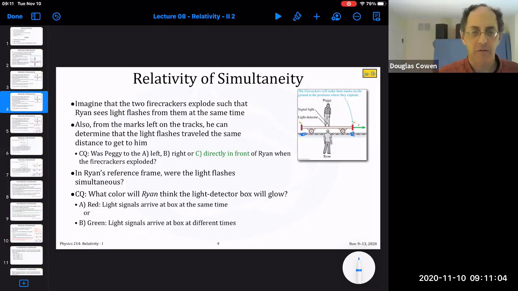Therefore, they were simultaneous. So given that, and given the fact that Peggy and the light box in particular that's at her feet are both traveling to the right at velocity V, what color will Ryan think the light detector box will glow? So the light comes to him at the same time. At what relative times will the light arrive at this light detector box? Will the light pulses arrive at the same time or a different time? So I'll set up a poll here for this. So you can choose the answer A or B.